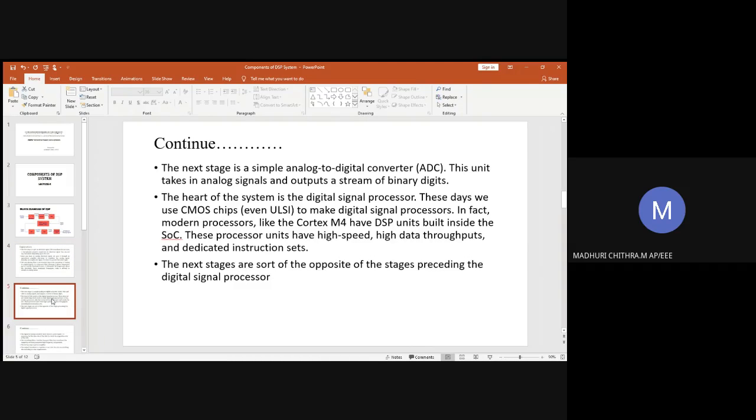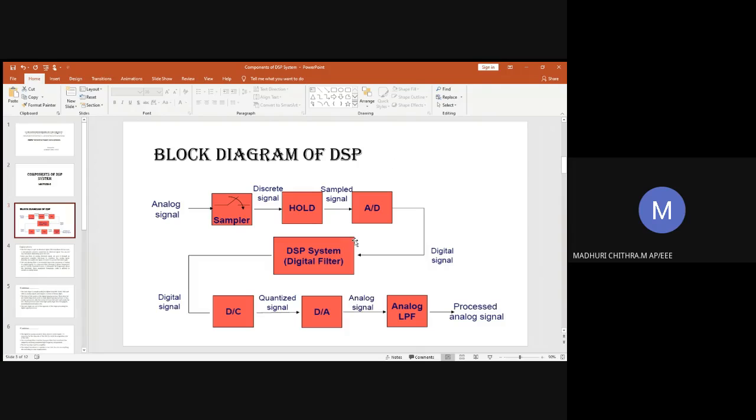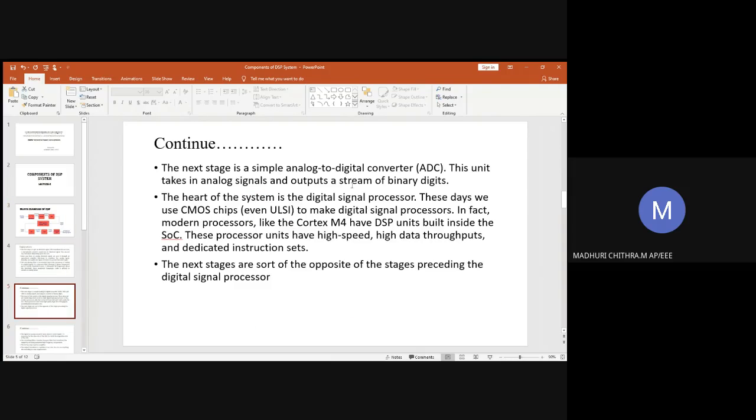Okay, the next stage is a simple analog to digital converter, ADC, right? I think you have studied this, the ADC, analog to digital converter. This unit takes analog input and outputs a stream of binary digits. So we will get output in the form of zeros and ones.